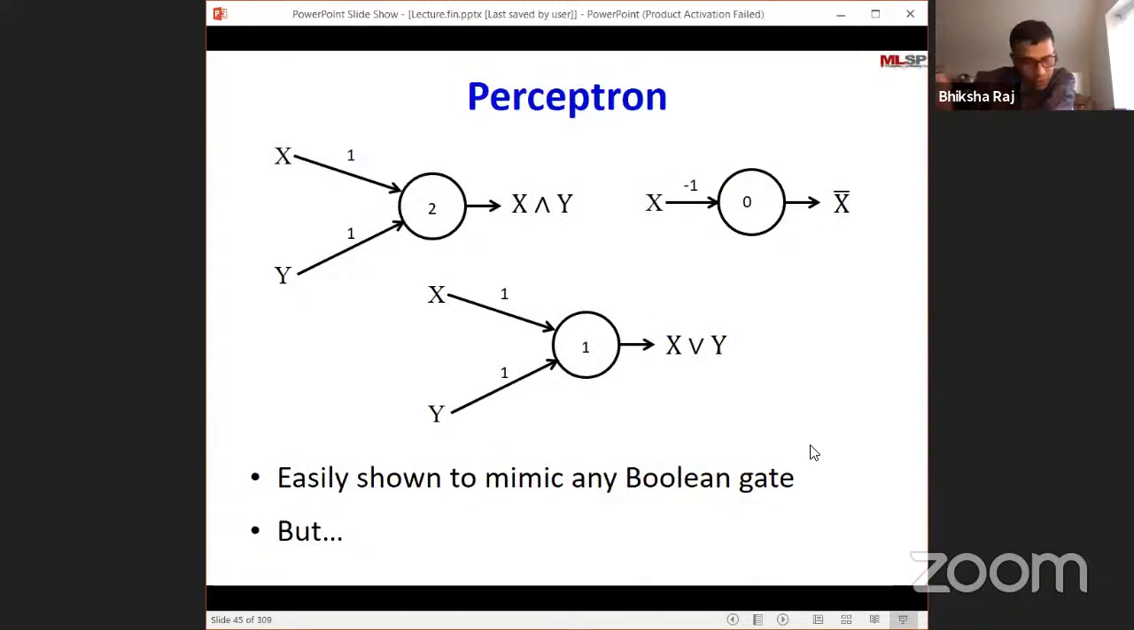And indeed, the perceptron can mimic any Boolean gate. So here, for example, this perceptron has a threshold of 2. The numbers on top of the lines are the weights associated with those lines. This perceptron is only going to fire if both x and y are 1, because only then does the total input equal the threshold. So this is x and y. Here the weight is minus 1. So if x is 1, the total input that comes in is minus 1, so this will not fire. On the other hand, if x is 0, the total input that comes in is 0 times minus 1, which is 0. That matches the threshold, and this will fire. So this is not x.